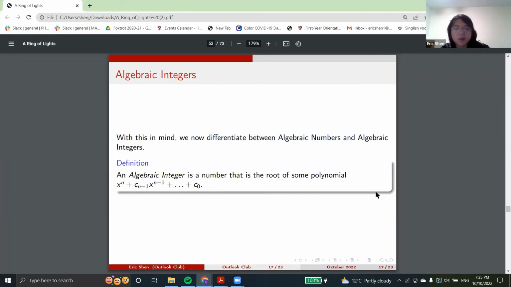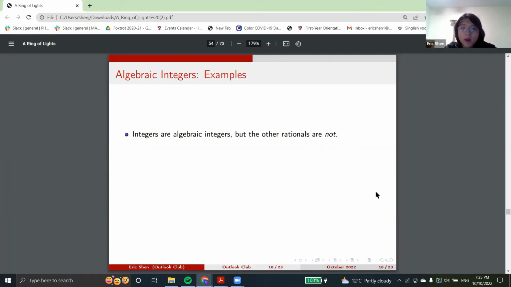Let's now think about, what are some examples of algebraic integers? As we already talked about, every single integer is an algebraic integer. But any other rational is not an algebraic integer. Okay. What's the next most complicated thing we talked about? Well, we talked about root 2. Is root 2 an algebraic integer?